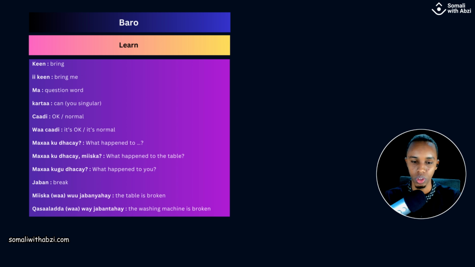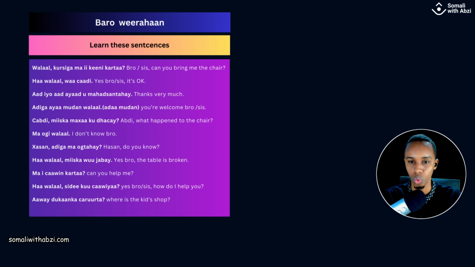As an example, we use miiska wuu jaban yahay and qasaalada way jaban tahay. Miis in Somali is a lab, or masculine noun, so miiska wuu jaban yahay, and qasaalad is dhadig, so qasaalada way jaban tahay. You can say wuu for masculine, way for feminine. But in Somali language, we always go with waa, since the ending verb also expresses whether the noun is masculine or feminine. Miiska waa jaban yahay is also acceptable, and qasaalada waa jaban tahay is also acceptable. That's also fine.